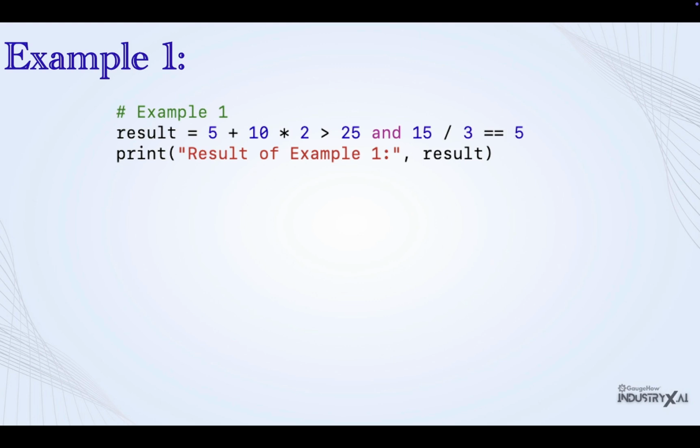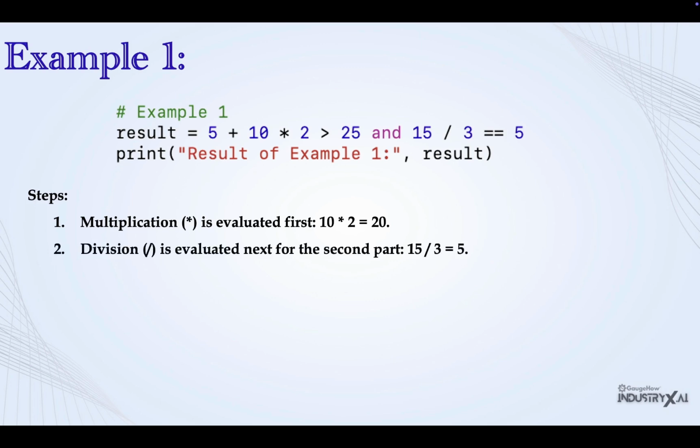Based on the table, first we need to perform the multiplication and division operations. So the first step will be the multiplication: 10 into 2 equals 20. Second will be division, and for that 15 divided by 3 equals 5. So in place of 10 into 2 we will get 20, and in place of 15 divided by 3 we will get 5. Next operation will be the addition: 5 plus 20 equals 25.